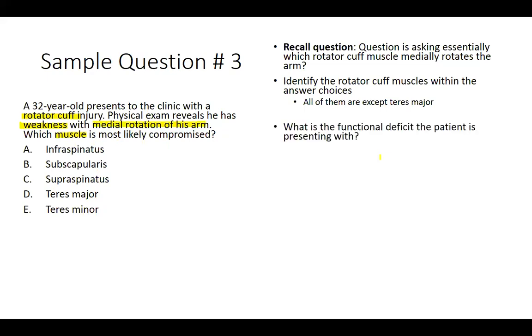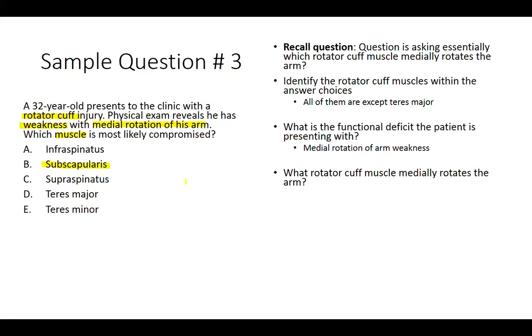Now, you've got to look at the functional deficit again. We know rotator cuffs do initiation of abduction, they do lateral rotation, and they do medial rotation. So you've got to look at the functional deficit. In this case, the functional deficit of the patient presenting is with medial rotation of the arm. They're getting weakness of it. That means there are other medial rotators still working, but this one medial rotator, the rotator cuff, is injured. So what rotator cuffs medially rotate the arm? In this case, the only one is subscapularis on the anterior side.